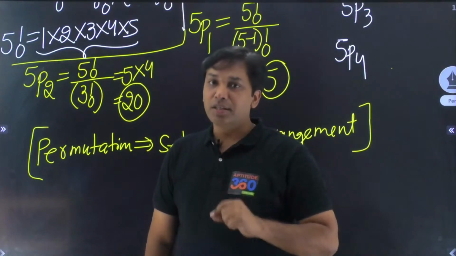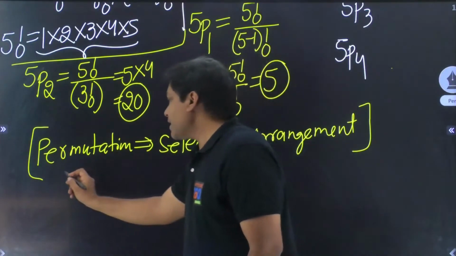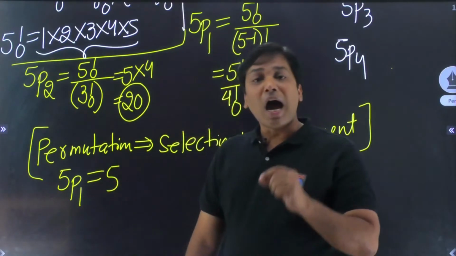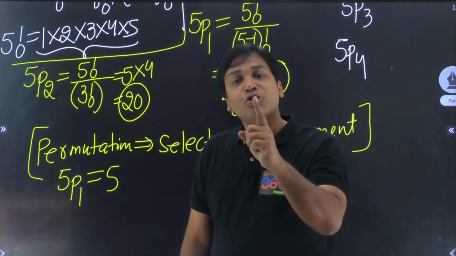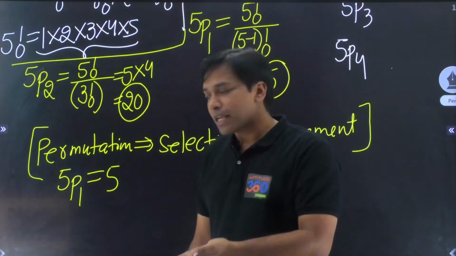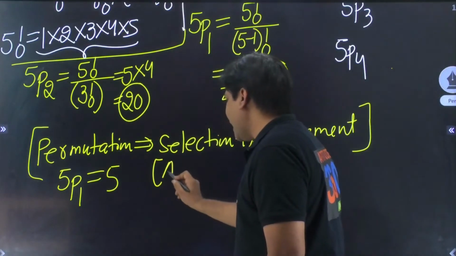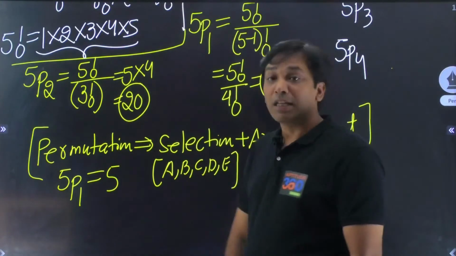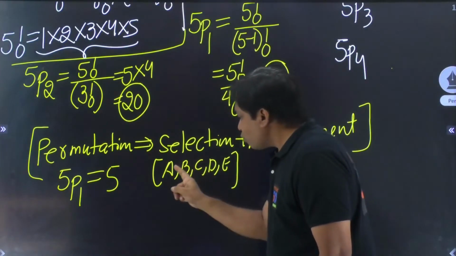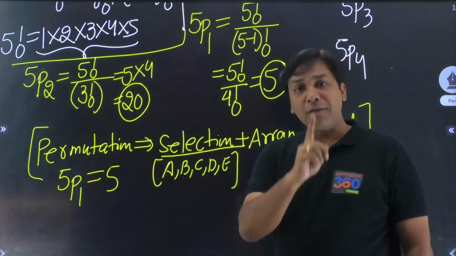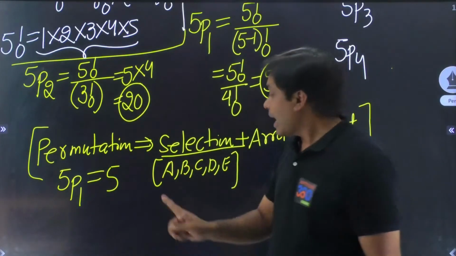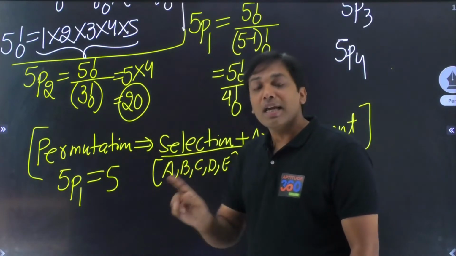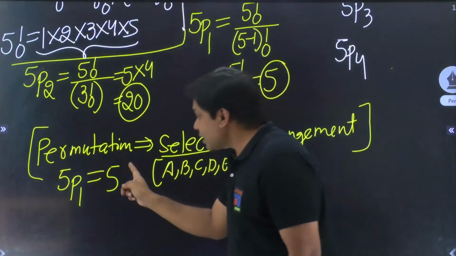So please understand this. If I say 5P1 and I'm getting only 5, this means out of 5 distinct items you're taking one and you're placing one at one place. If I have A, B, C, D and E, are they 5 distinct elements? Yes. If I have to choose one, what is this? Selection. If I have to choose one, in how many ways can I do that? I can take either A or B or C or D or E. In 5 ways I can do that. That is the significance of this 5.